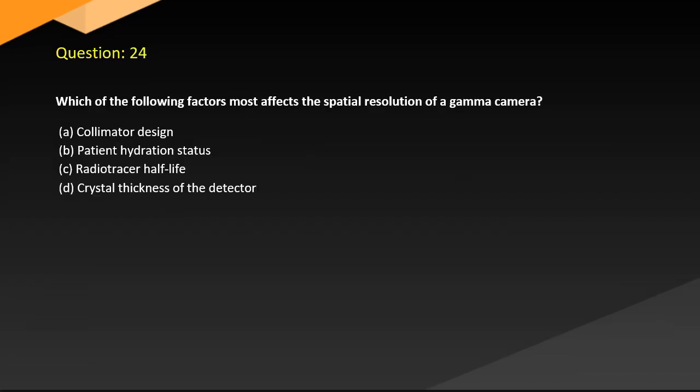Question 24. Which of the following factors most affects the spatial resolution of a gamma camera? A. Collimator design. B. Patient hydration status. C. Radiotracer half-life. D. Crystal thickness of the detector.